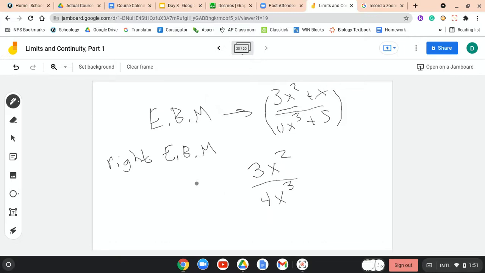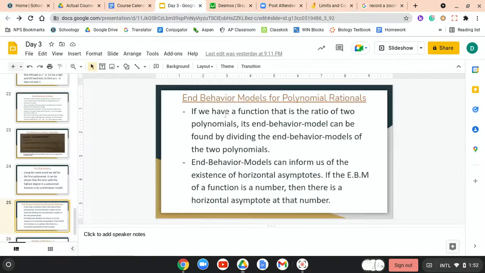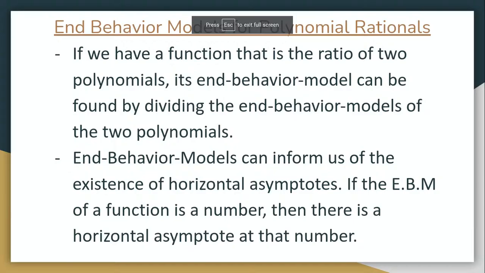All right. So we could say that an end behavior model for this fraction is just you divide the end behavior models of the numerator and the denominator, because as x gets large, this top function is equal to this. As x gets large, this bottom function is equal to this. So as x gets very large, then the ratio of the two functions is just the end behavior model divided by the end behavior model, which equals, in this case, 3 over 4x. This would be the end behavior model for this function. So in general, if we have a function that is the ratio of two polynomials, its end behavior model can be found by dividing the end behavior models of the two polynomials.